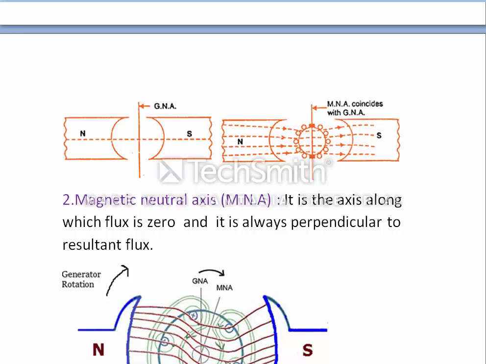Next, magnetic neutral axis. It is the axis along which flux is zero and it is always perpendicular to the resultant flux. So look at this. This is your armature and it has the conductors. These conductors from here to here and from here to here cut the main flux, whereas the conductors here and here are parallel to the main flux. So there is no cutting of the flux, so there is no induced EMF in these two conductors. So it is the axis along which flux is zero and it is always perpendicular to the resultant flux.